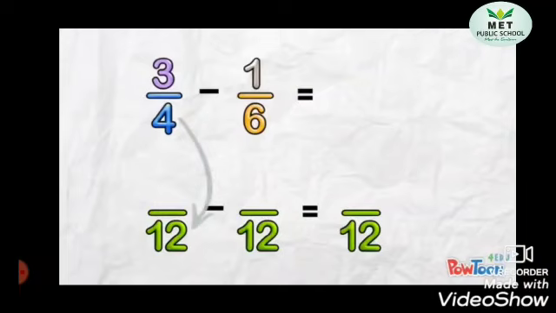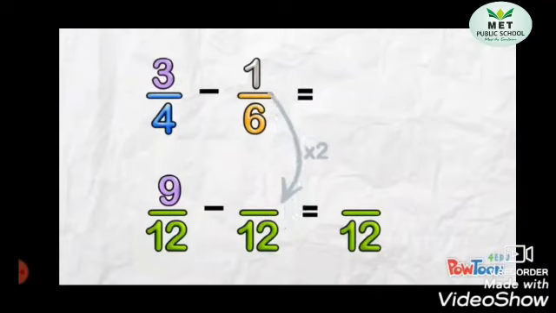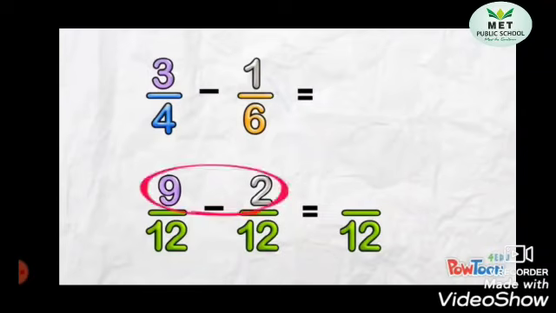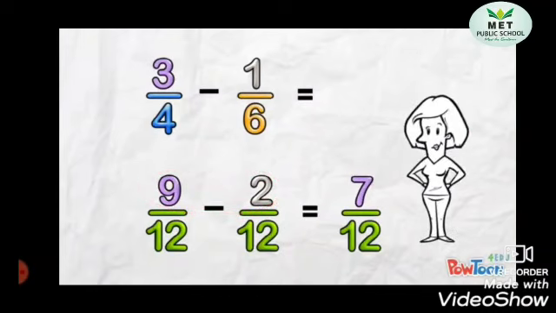4 3s are 12. So 3 3s are 9. So your first fraction will be 9 by 12. 6 2s are 12. So 1 2s are 2. So your second fraction will be 2 divided by 12. Now denominator is same. Numerator subtract. 9 minus 2 is 7. So your answer is 7 by 12.